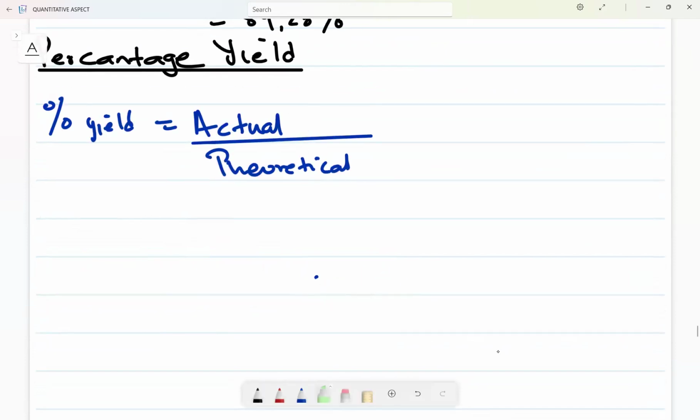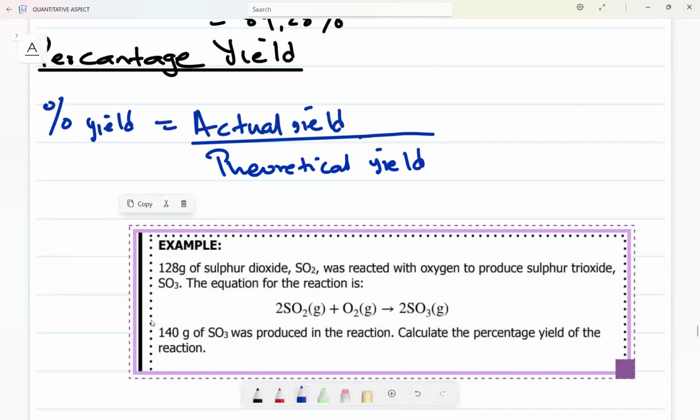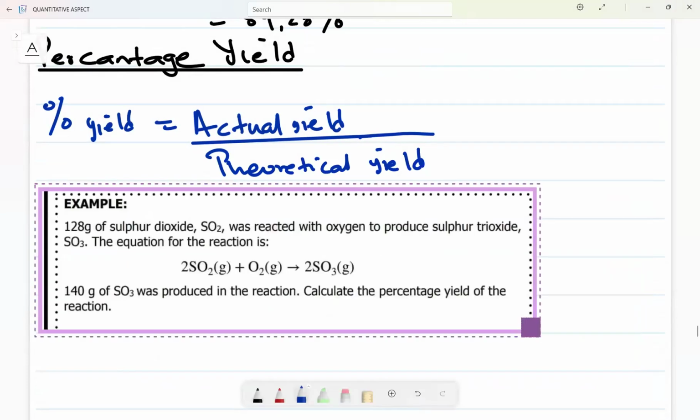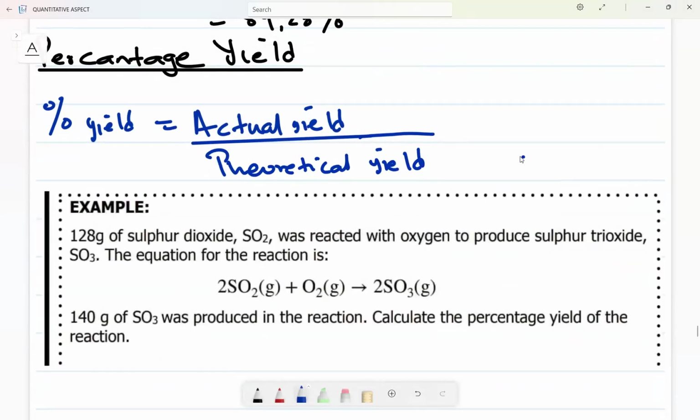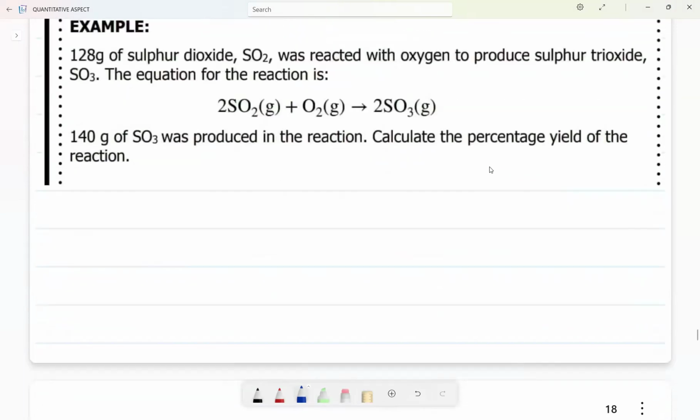This is actual yield, and then this is theoretical yield. Then, let's have an example. Let me quickly fetch an example here of what we might have. So let's encounter a problem involving the percentage yield. The steps are the same as the ones that you use to calculate percentage purity.